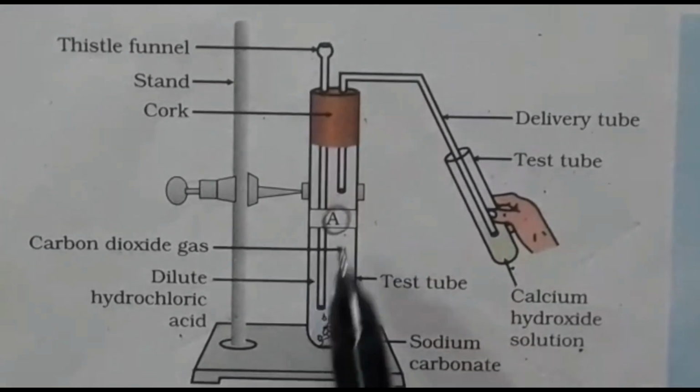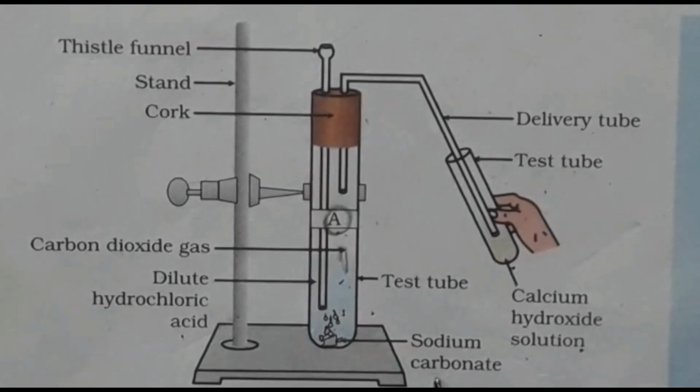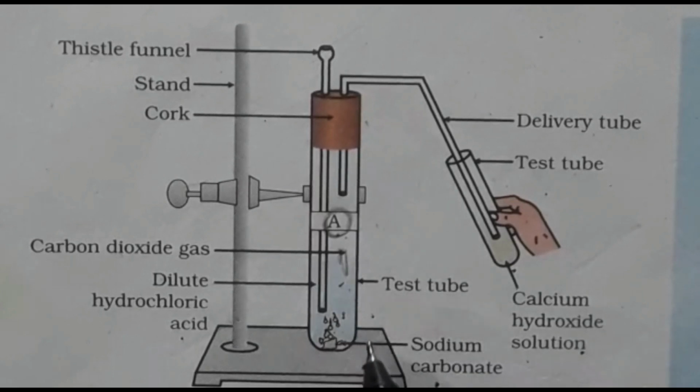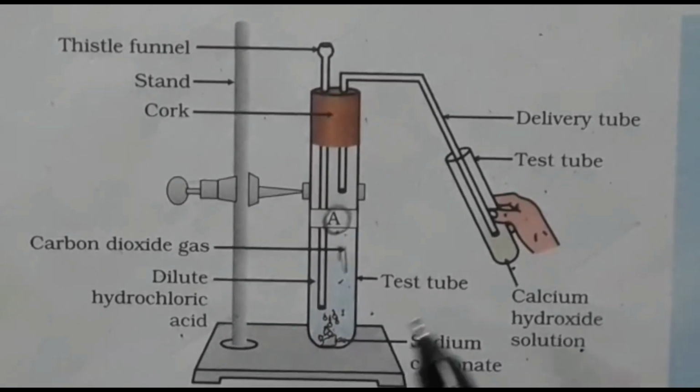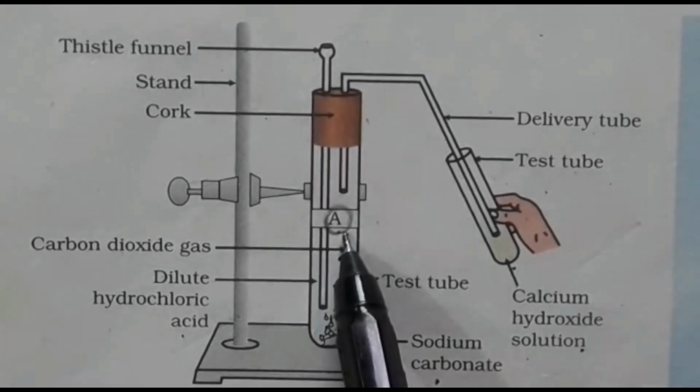In test tube A, we have to take sodium carbonate. In test tube B, we have to take sodium bicarbonate. And to both the test tubes, we have to add 2 ml of dilute HCl and observe what will happen. So we observe that, okay, a gas is produced.